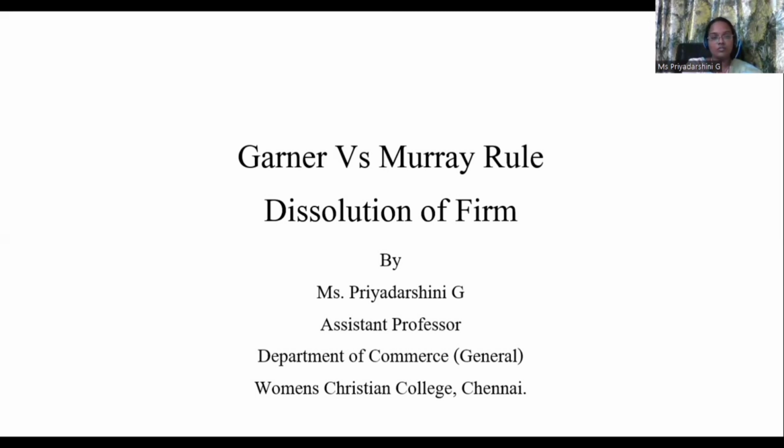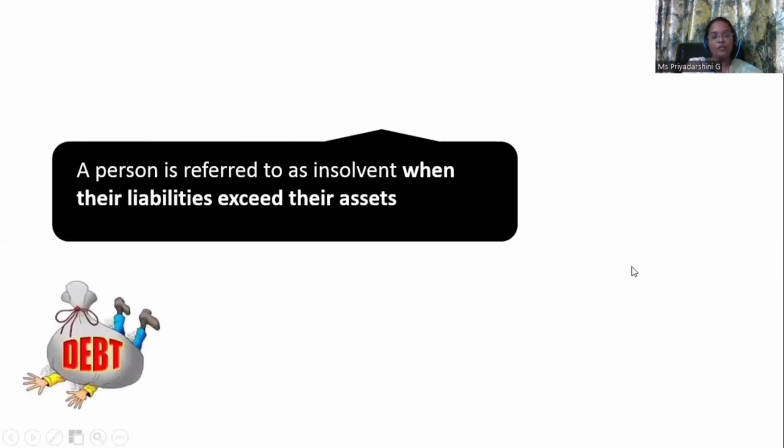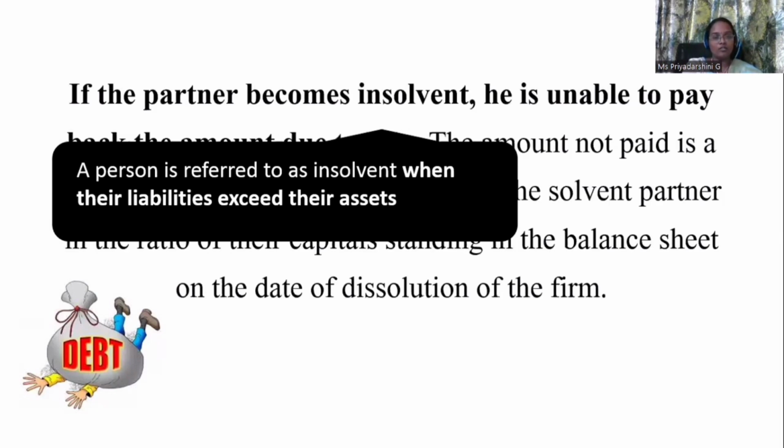What is Garner versus Murray? Before proceeding to the topic, we should be clear about the term insolvent. A person is referred to as insolvent when their liabilities exceed their assets. In simpler terms, he is not able to pay back his debts, so he may be called insolvent. Let's see what that term means in the case of Garner versus Murray.